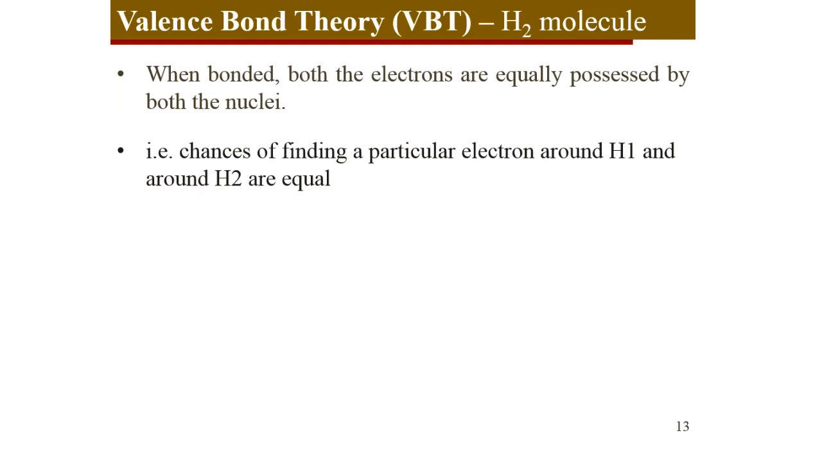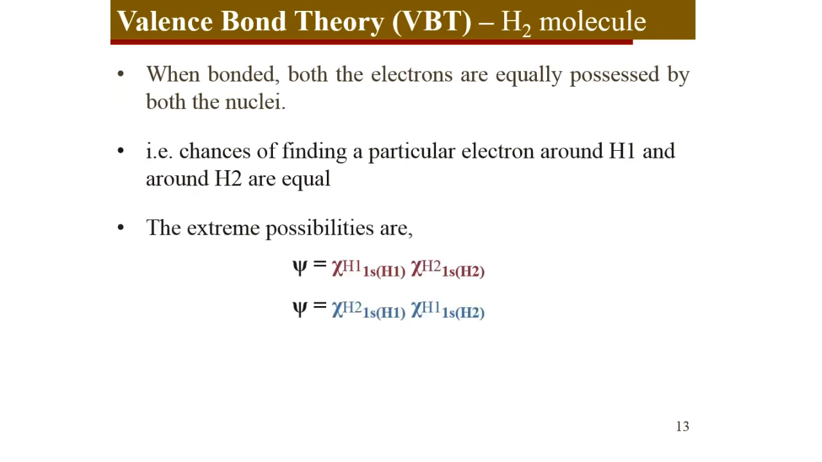Considering the electrons, before bonding, the first electron belonged only to the first nucleus and the second electron belonged only to the second nucleus, the second hydrogen atom. But when bonded in a molecule, both electrons are equally possessed by both nuclei. That means the chances of finding one electron on one or the other nucleus are equal. Therefore, we can consider the extreme possibilities.